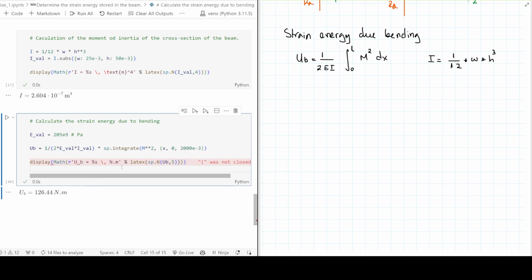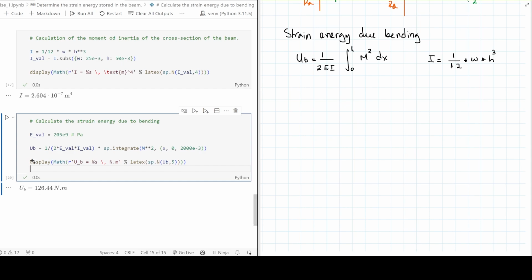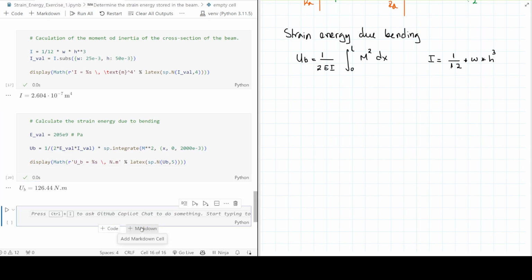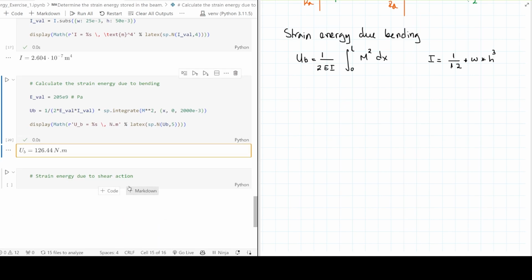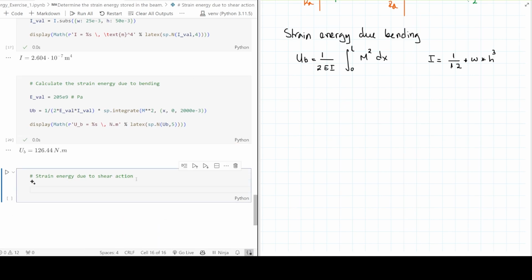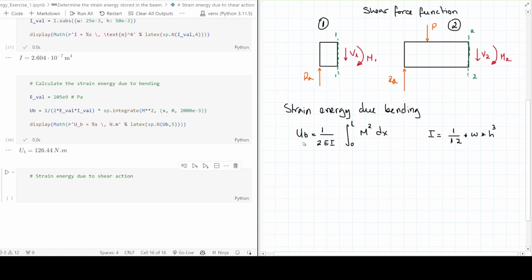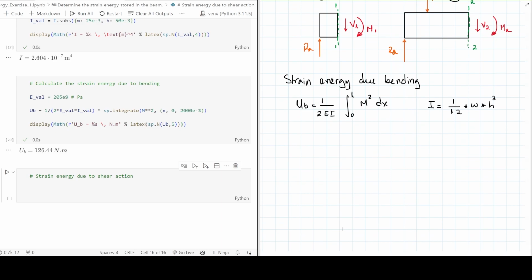Great. Now what else? Now that we have found the strain energy due to bending, we need to find the strain energy due to shear action. And for that, the equation for this modified case using this form correction factor for shear, let me write down then.